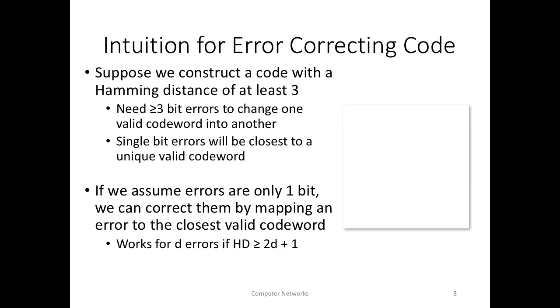And so there's a kind of an intuition that goes on with error correcting codes. If you construct a code with a Hamming distance of at least 3, you will have the ability to correct only a single bit error, but you can detect up to 2 errors with such a mechanism. And so what we do is we look to see if we can correct D errors if the Hamming distance is greater than or equal to 2D plus 1. So if you want to correct 1-bit errors, then you need 2 plus 1, or 3 bits total for your Hamming distance.